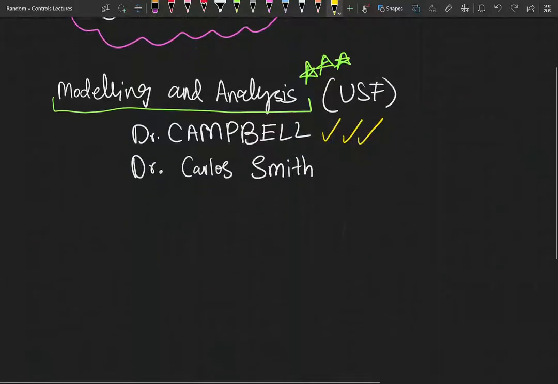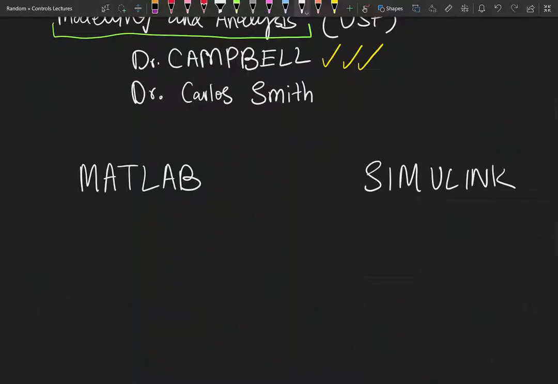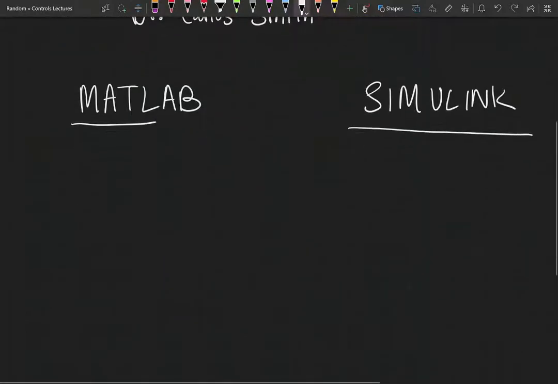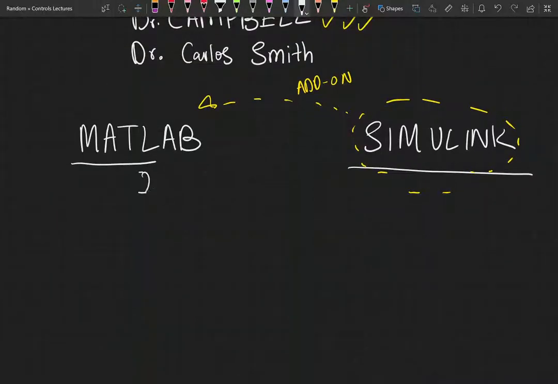All right. So first off, we're going to start off by comparing MATLAB with Simulink. I'm going to start off by saying that Simulink itself is an add-on. It comes with the MATLAB package. So if you have MATLAB 2020 and onwards, then there's a good chance that you already have Simulink on your computer if you've already downloaded MATLAB.